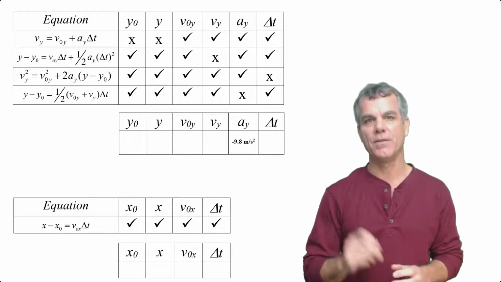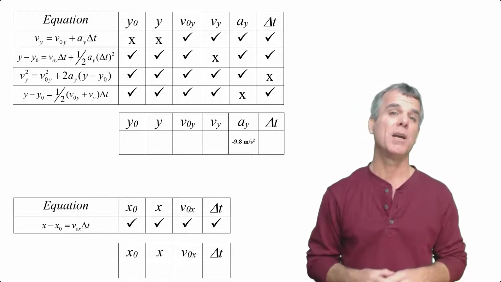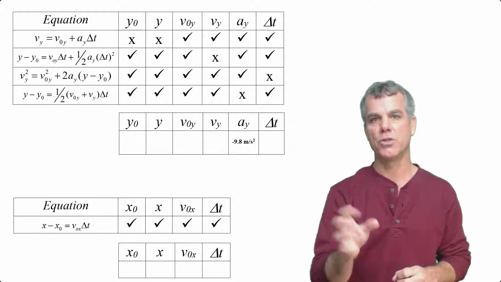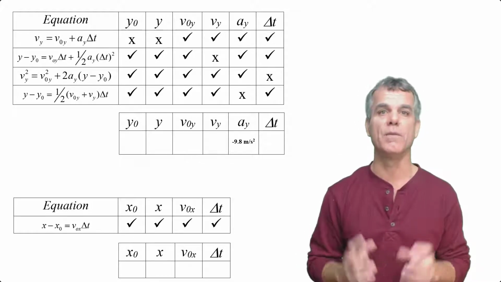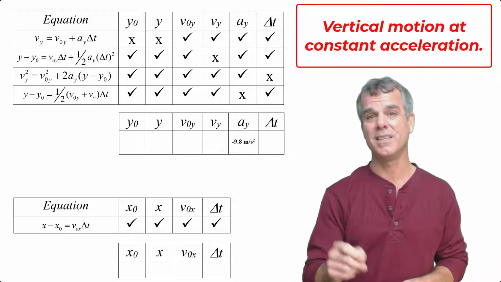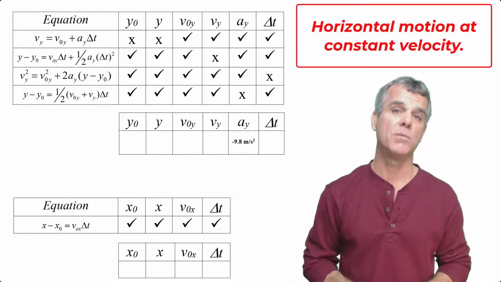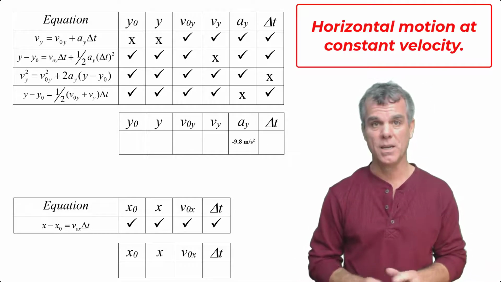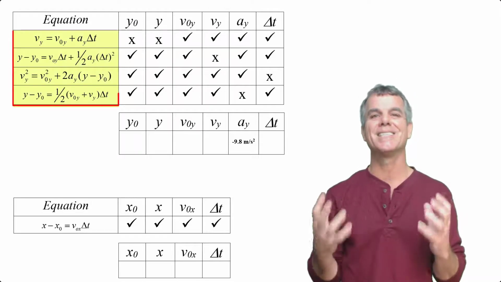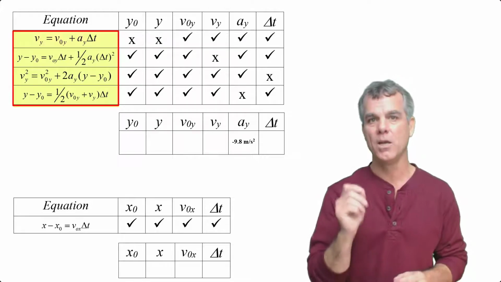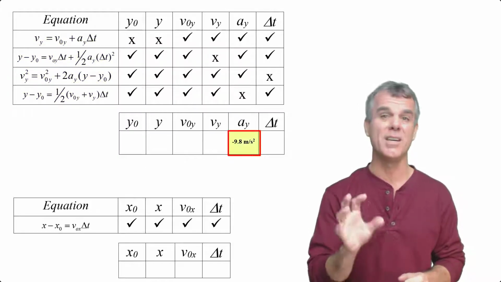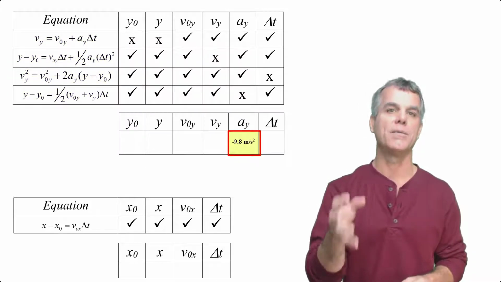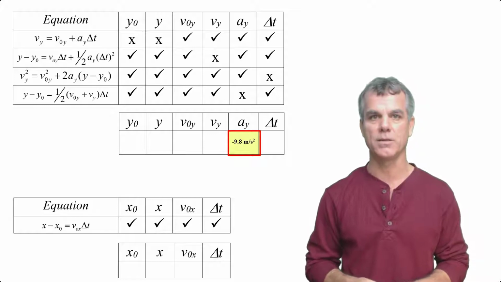Before I jump into solving this example problem, let me remind you of the equations of projectile motion. Remember, projectile motion is really a combination of vertical motion at a constant acceleration and horizontal motion at a constant velocity. So vertically, we have the exact same 4 equations that we had when dealing with free fall. And we know the acceleration in the y direction near the Earth's surface is negative 9.8 meters per second squared.